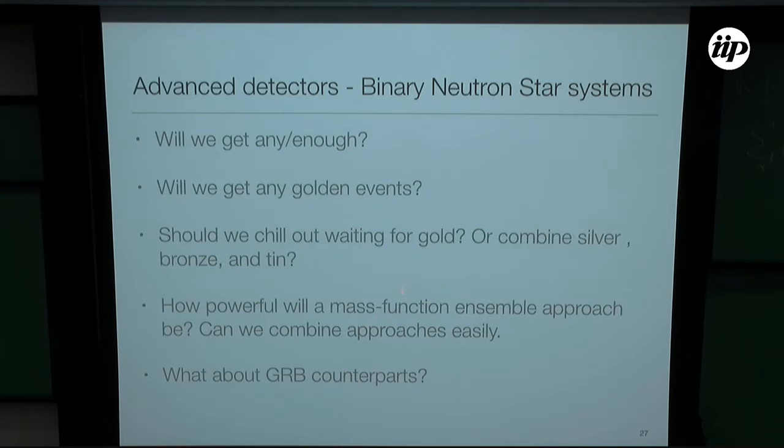How powerful will a mass function ensemble approach be, assuming some form of the mass function for the binary neutron stars? This is the same question as before. Sorry, this is a binary neutron star thing, so that's a question directly for you. How powerful will it be when we don't possibly have enough binary neutron stars?